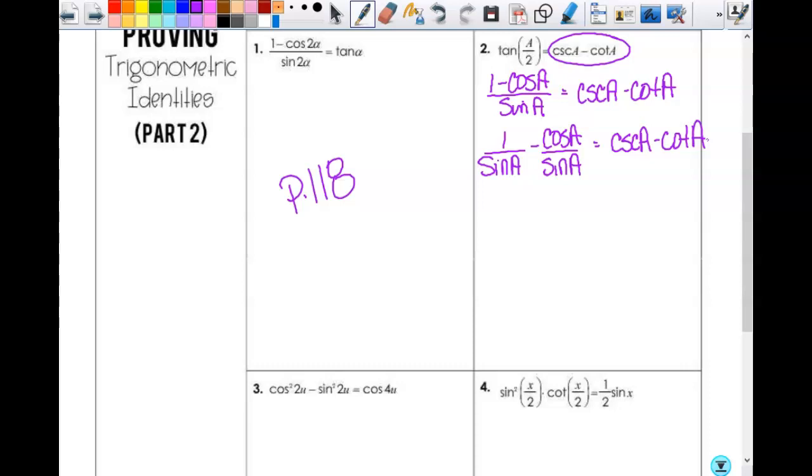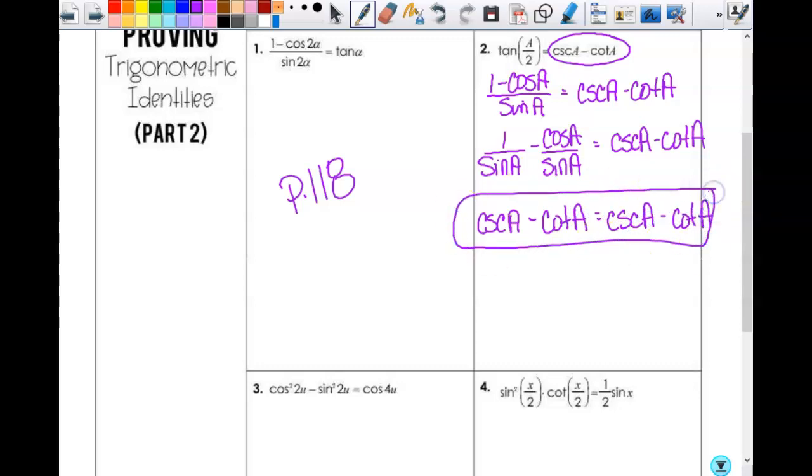All right, then what is 1 over sine A? Cosecant A. Minus cosine over sine is cotangent, and that's nice because that's what this side is, cosecant A minus cotangent A, and we are done. Okay. Everybody okay with all that? All right.